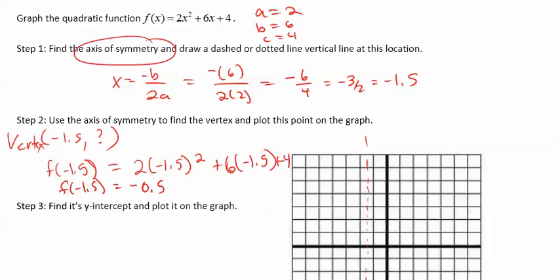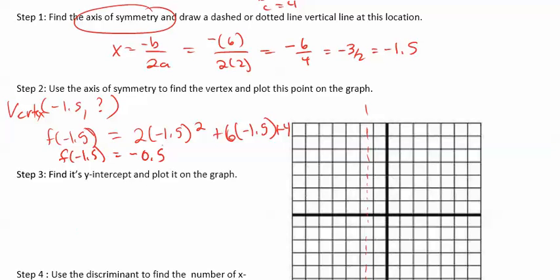Okay, so that one's a pretty small number, pretty close to the axis. So negative 0.5. All right, so I'm going to go ahead and plot that point. Negative 0.5 is here. All right, so then now let's find the y-intercept, and it looks like the y-intercept in this case, c, will be equal to 4. So 4, 1, 2, 3, 4. And then, of course, remember that I can come on the other side, the same distance, and find the other point. All right, so now I want to find the x-intercepts.